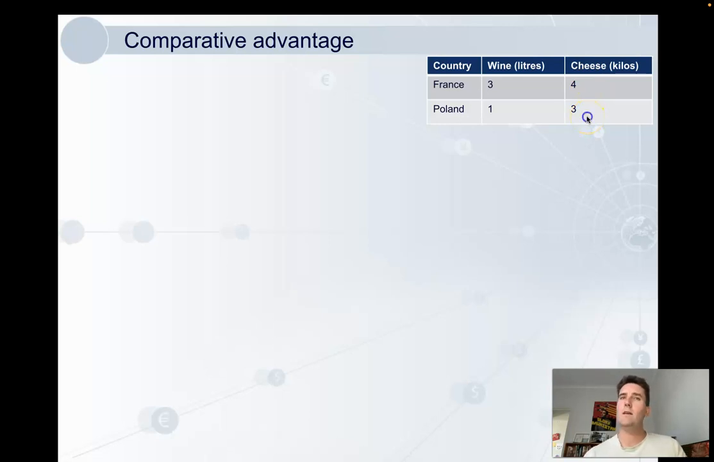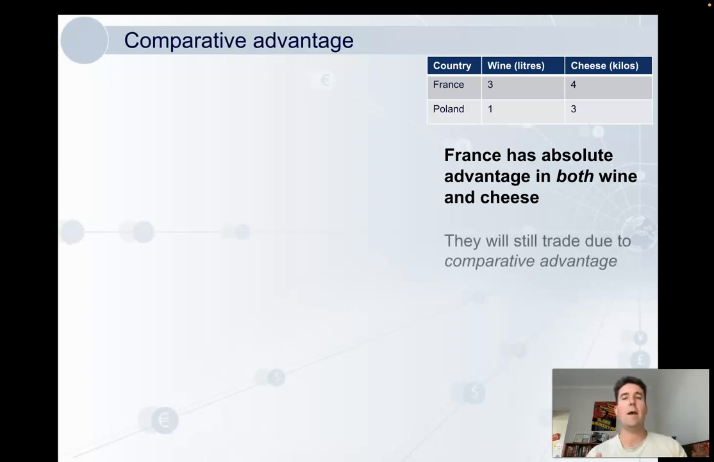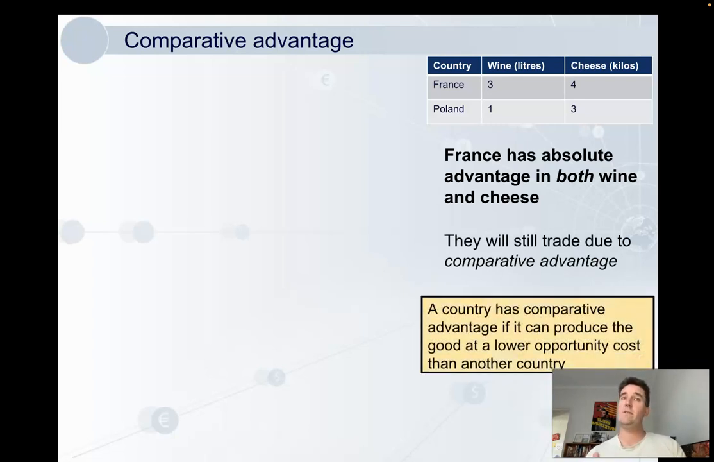Now, immediately you might think, France is better at making both. Why would they trade? And that's a perfectly reasonable question, but the answer lies in comparative advantage. A country has comparative advantage if it can produce the good at a lower opportunity cost than another country. We can work this out.